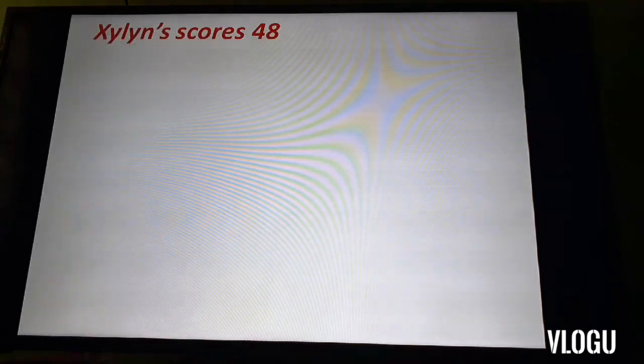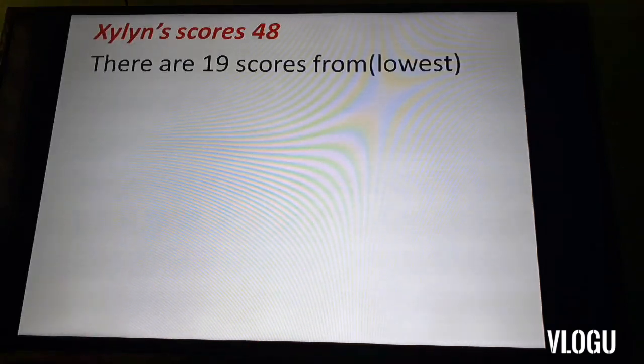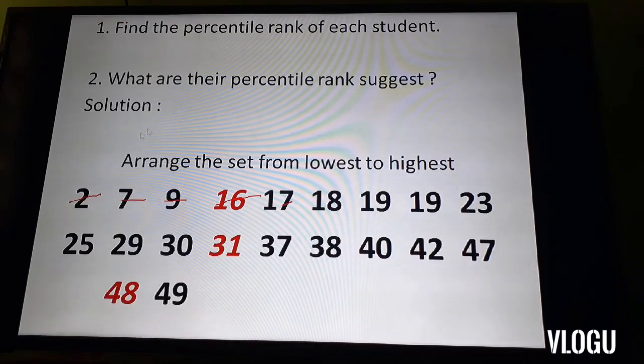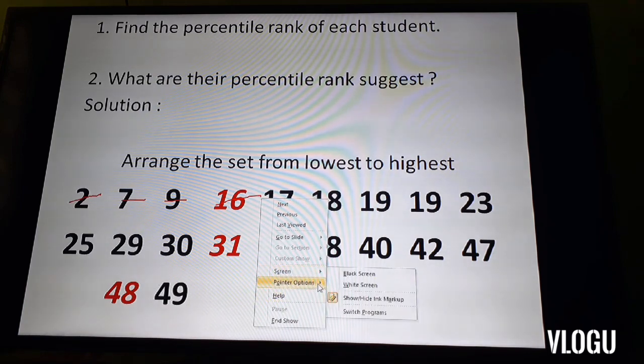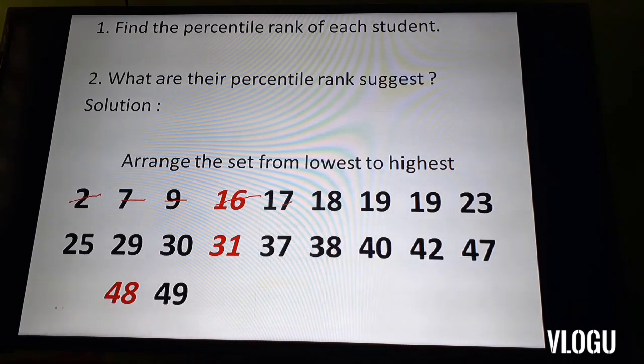Pag-usapan natin yung score ni Cylene, which is equals to 48. Mula sa score ni Cylene, meron 19 scores mula sa pinakamababa na 2 hanggang 48. This is number 2 hanggang dito po hanggang 48. So if we have to count from number 2 hanggang 48, meron tayong 19.